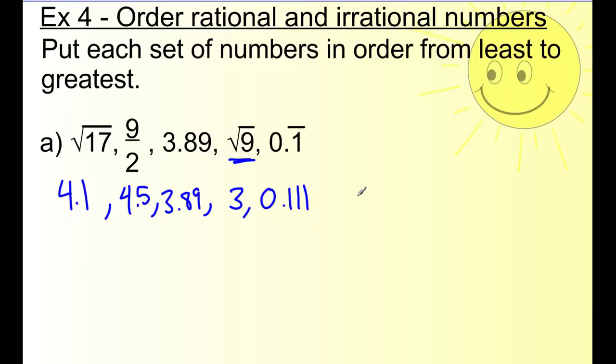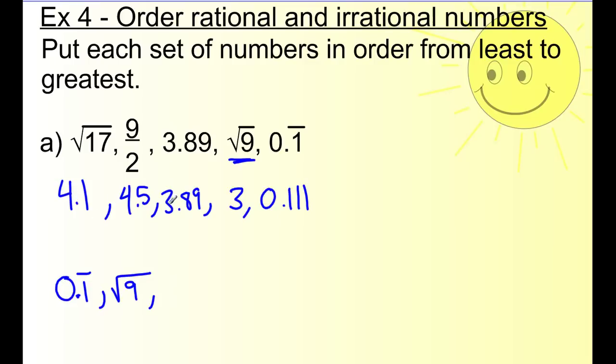We do the problem. So let's see here. The smallest of these, I'm looking at the whole numbers. 4, 4, 3, 3, 0. The smallest is this one. So I'm going to put 0.1 repeated as the smallest. Now, the next ones are 4, 4, 3, 3. These two have the same whole number, but this is a 3.8 and this is a 3.0. So that 3.0 is smaller.